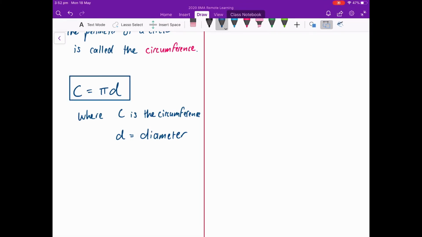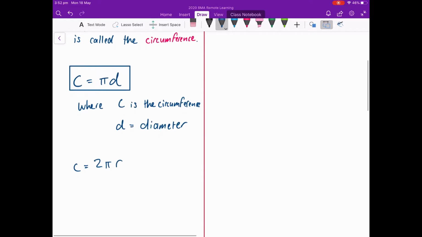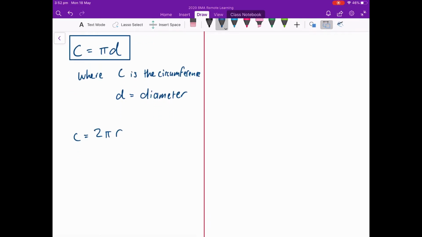The second formula is C is equal to 2 pi r. Now, this is actually the same formula because I know that the diameter is the same as 2 radii. So it's the same formula. This is where C is the circumference and r is the radius of the circle.